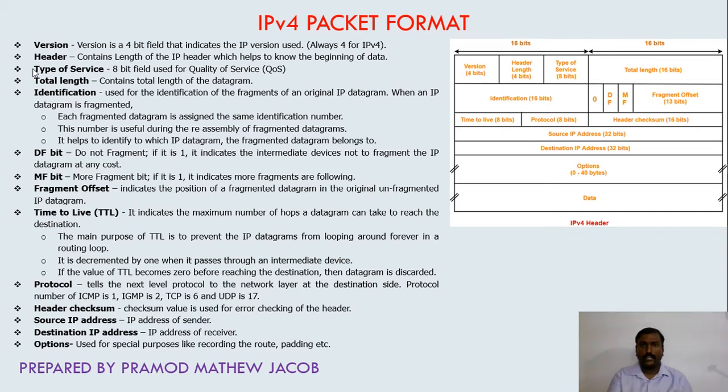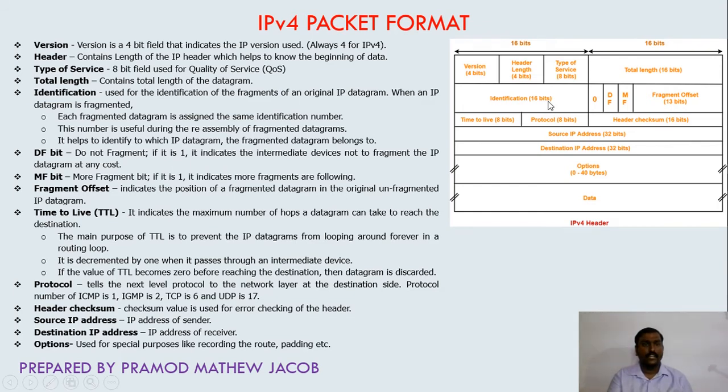As we all know, in network transmission, the data is divided into various fragments and each fragment has a unique identification number. This number is useful during the reassembly of the fragments at the receiver end. So this identification can be done with the help of the IP datagram. This field will help to identify which IP datagram the fragmented datagram belongs to. So while we are dividing the data into fragments, we will provide some unique identification numbers. That detail is provided in these 16 bits.